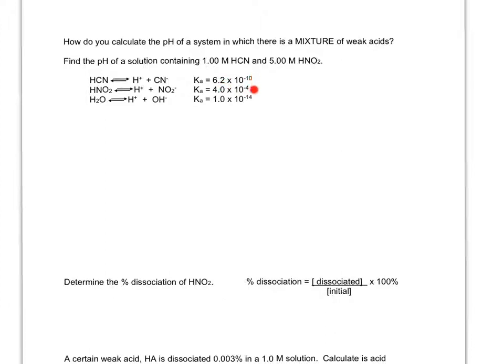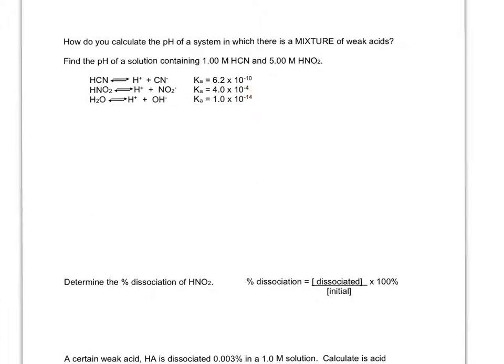let's look at their Ka values. Now, they give you the HCN, they give you the HNO2. They, just for fun, also give you the water dissociation constant because, well, some of that water dissociates and gives off H pluses as well. But look at that number compared to these. That's a pretty small number.